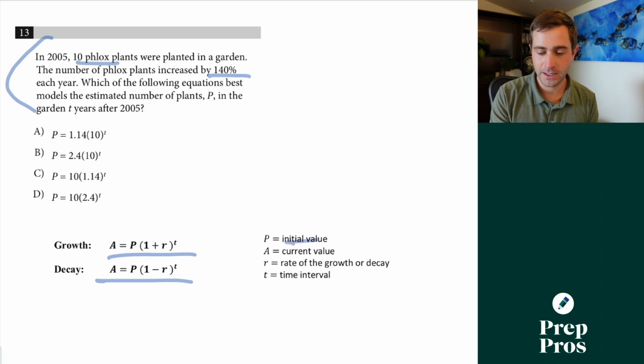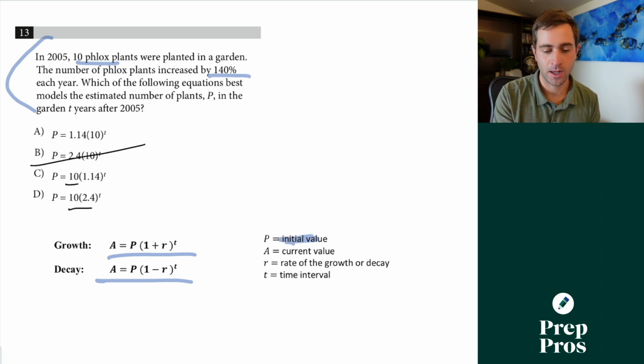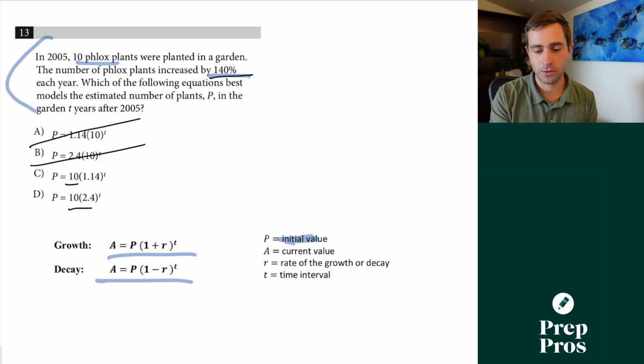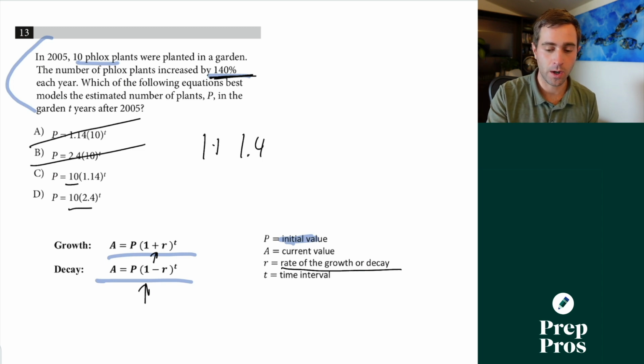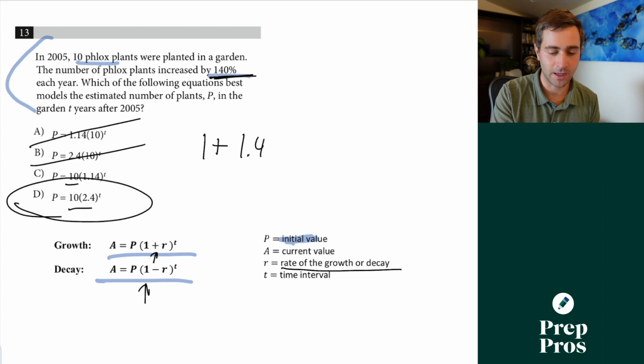Well, p is our initial value, so we know we have to see 10 in the initial spot, get rid of A and B. Now it's increasing by 140%. We know this equation is always 1 plus or minus, and this is going to be the rate of growth or decay expressed as a percentage. 140% is the same as 1.4, so 1 plus 1.4 is going to give us our 2.4. Pretty easy once you know your rules.